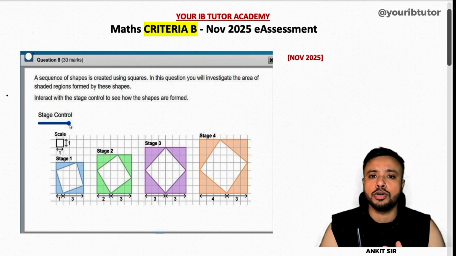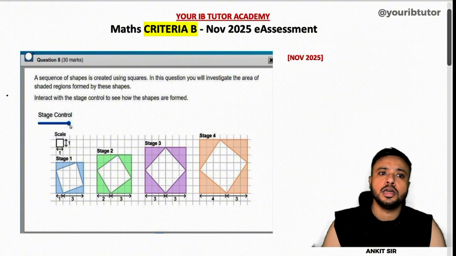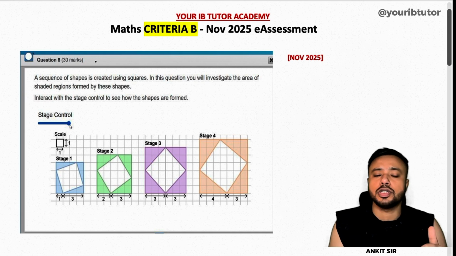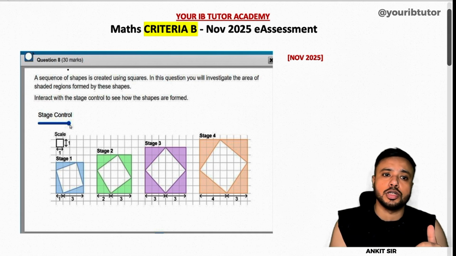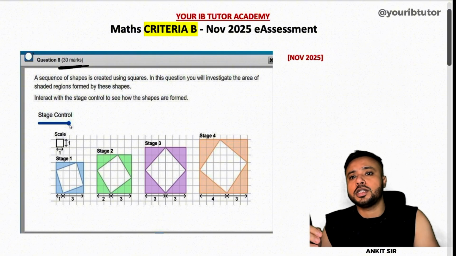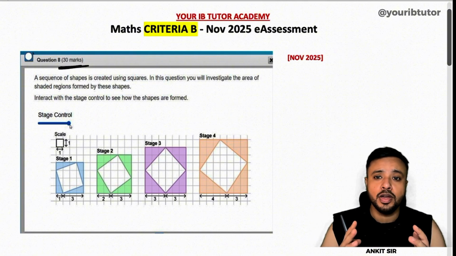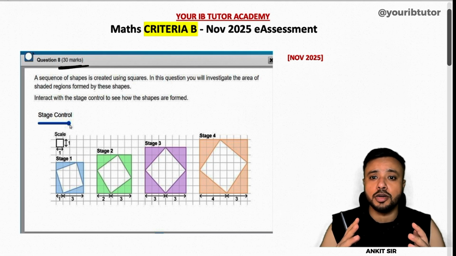Today we are going to do a past paper question. This question from criteria B was asked in the November 2025 maths e-assessments. As I told you in the last video, a criteria B question consists of 30 to 33 marks, and this question also consists of 30 marks. In this video, I will make you all believe how easy it is to score these 30 marks.